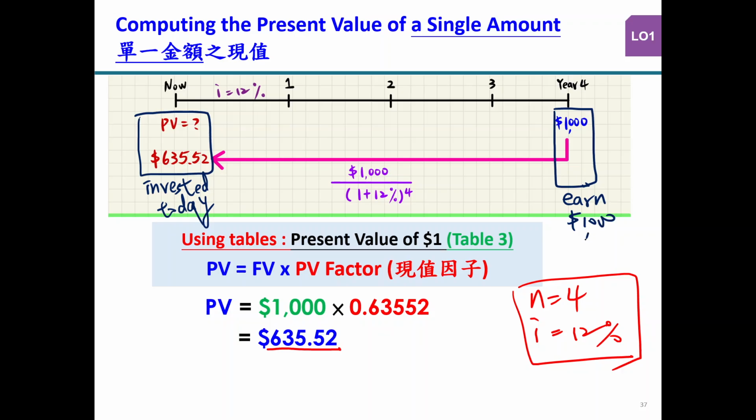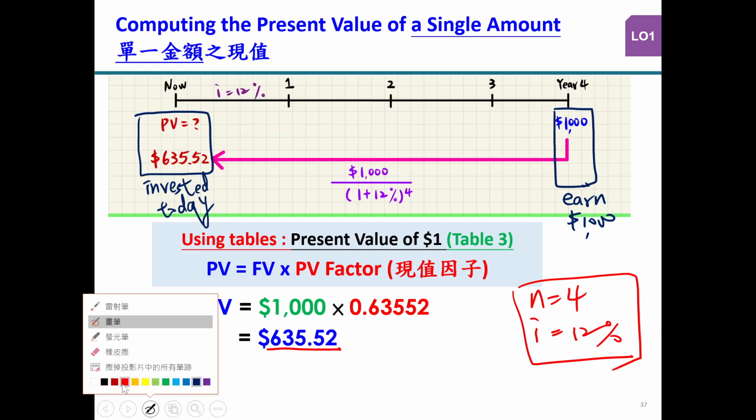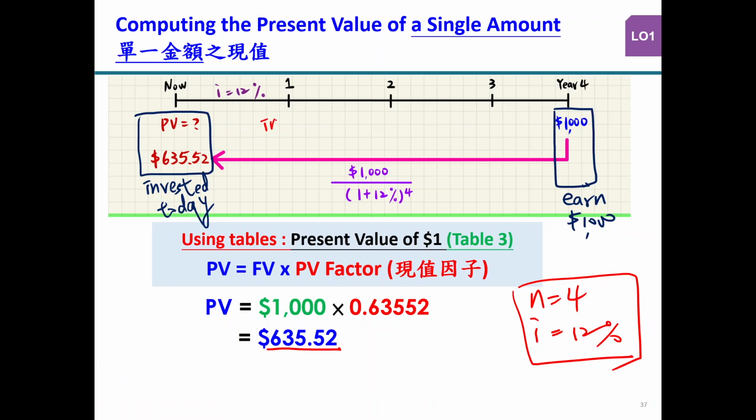Okay? So did you find out? At the beginning, you put in $635.52. After 4 years, you earn $1,000. So during these 4 years, what's your interest? The interest you earned during these 4 years is how much? The difference, right?